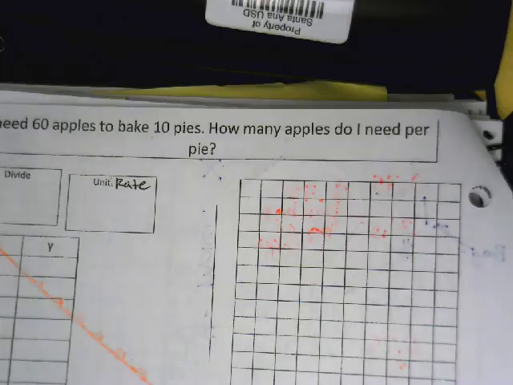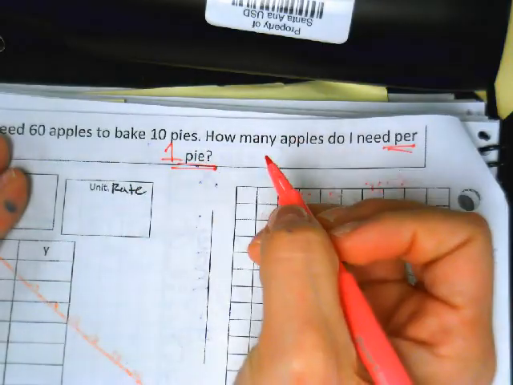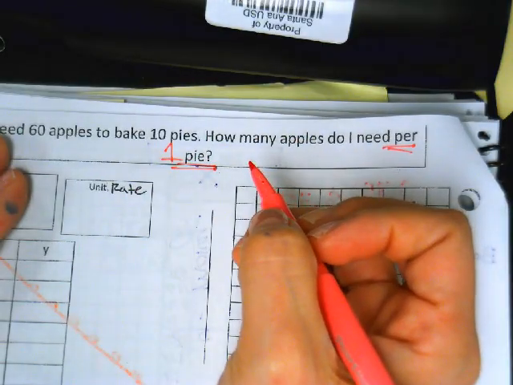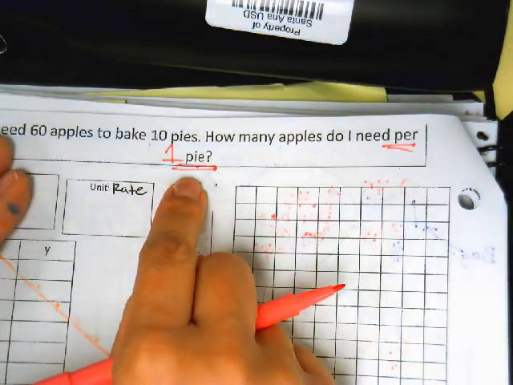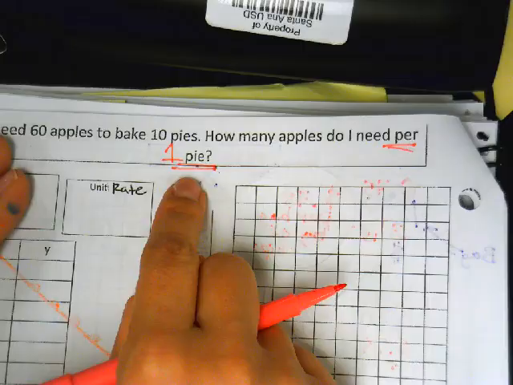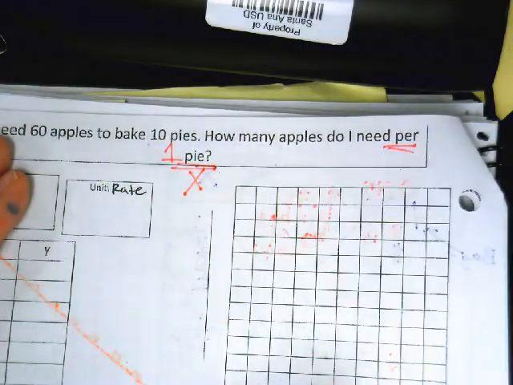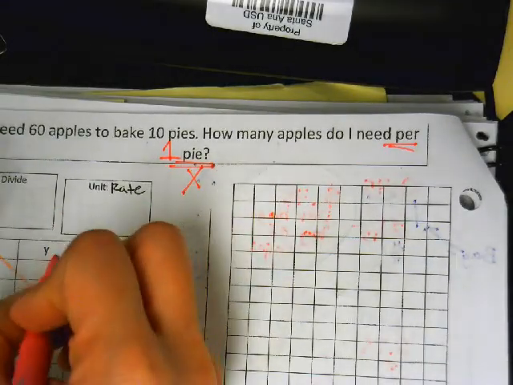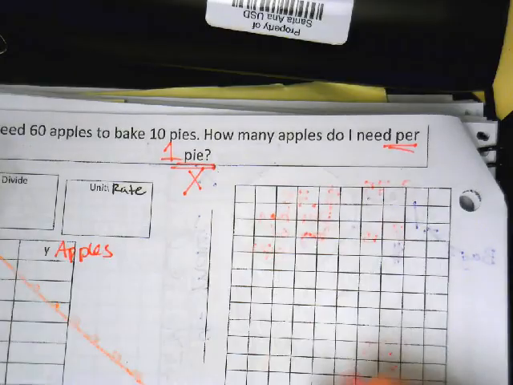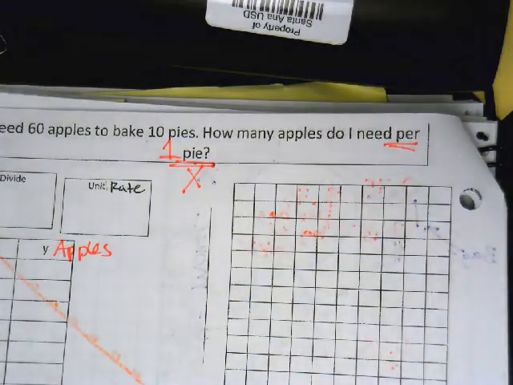I know. The 60 goes on the inside? Yes. Per pie, one pie. So does the 60 go on the... So it's 6 pies. Is pies your X or your Y? Y. X. All right.